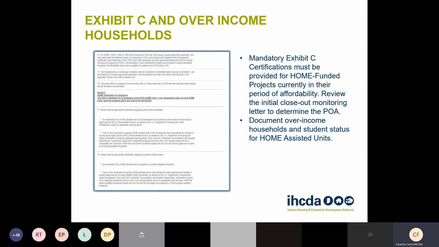Finally, questions 14 through 18. 14 is talking about further certifying the fair housing and over income. And then Exhibit C must be completed for all HOME funded projects currently in their period of affordability. So again, going back to multiple funding streams for a project, if you have a HOME funded project, but the affordability period has ended, you would not need to complete this. However, if the period of affordability is still active, you would need to ensure that you complete Exhibit C. And then document any over income households or student status for the HOME assisted unit as applicable in questions 17 and 18.